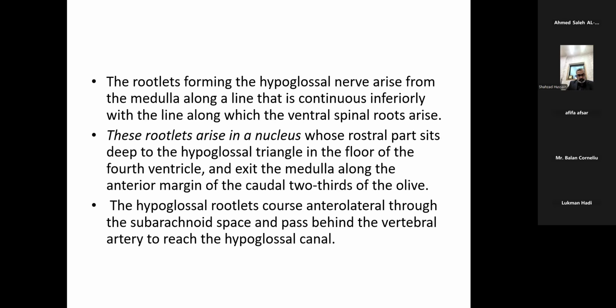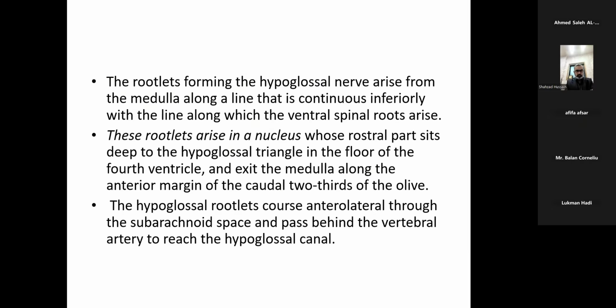Okay. So the rootlets of the hypoglossal tend to form a line that is again continuous inferiorly with the line along which the ventral spinal roots arise. And these rootlets are usually arising from a nucleus, obviously, whose rostral part sits, like I discussed initially, deep to the hypoglossal triangle, which is lying in the floor of the fourth ventricle. And they tend to then exit along the anterior aspect of the medulla.